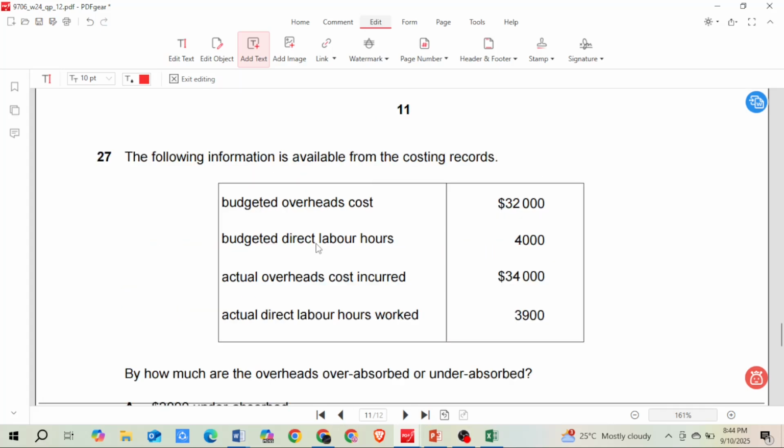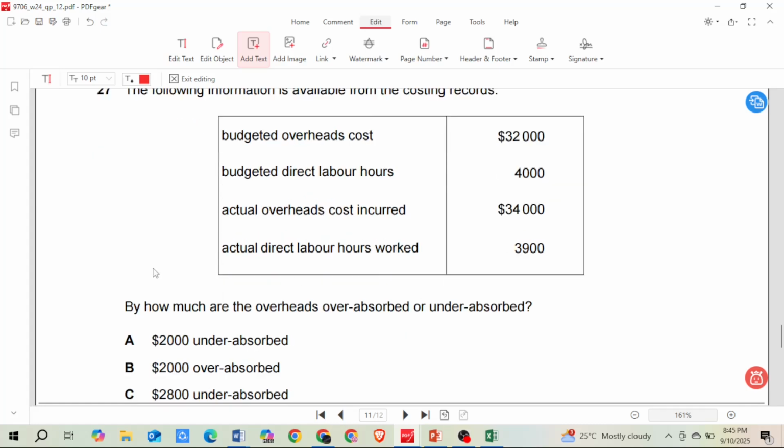The following information is available for the costing record. Budgeted overhead cost 32,000. Then budgeted direct labor hour is 4,000 hours. Actual overhead cost incurred is 34,000, and the actual direct labor hour worked is 3,900. Okay, in this question they are asking you, by how much are the overheads over absorbed or under absorbed? So we need to calculate over absorption or under absorption of overheads.